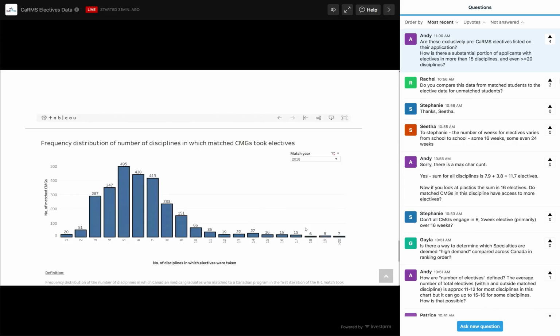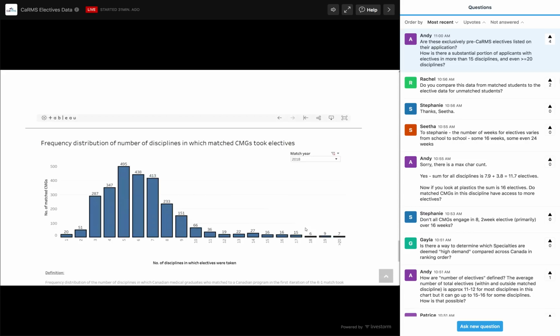Conversely, the number of matched CMGs taking electives in 5 or more disciplines has increased 31% from 2013 to 2018. And as you might expect, the mode has shifted to the right. In 2013 and 2014, it was 4. And in the last 4 years, it's been 5. So a general shift to the right, again, is indicated by the trend line.